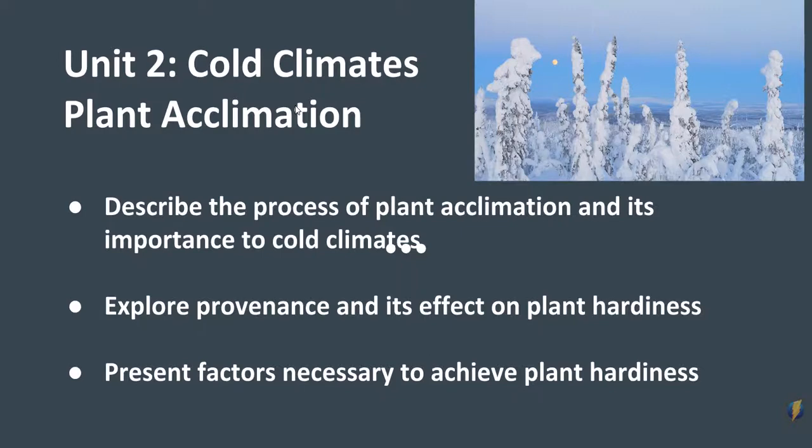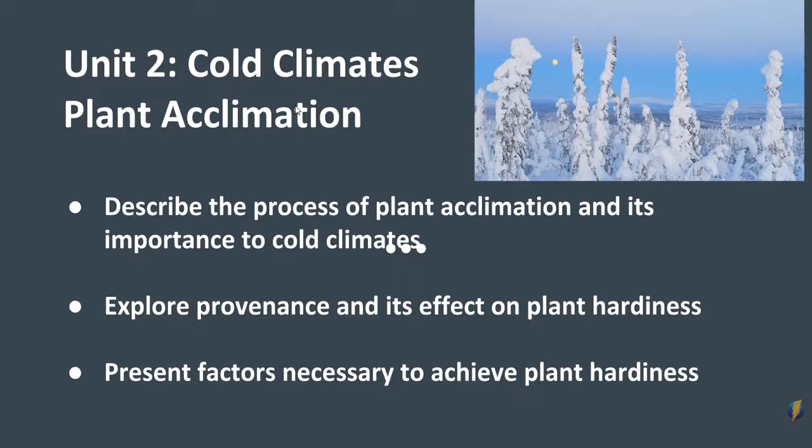So we're talking about if these students see blueberries in a catalog from a nursery in Florida that's been growing them in Florida for many years and different generations of plants. Those blueberries are probably not going to be hardy to a zone 2 area because of the changes that happen within them and within the succeeding generations. So that's really important to understand if you're bringing in new plants from out of state or out of area. And then they need to present factors necessary to achieve plant hardiness.